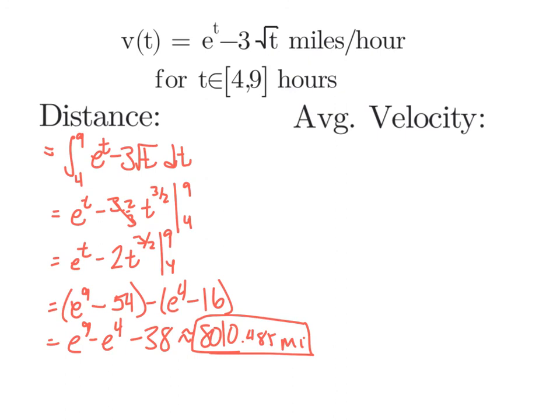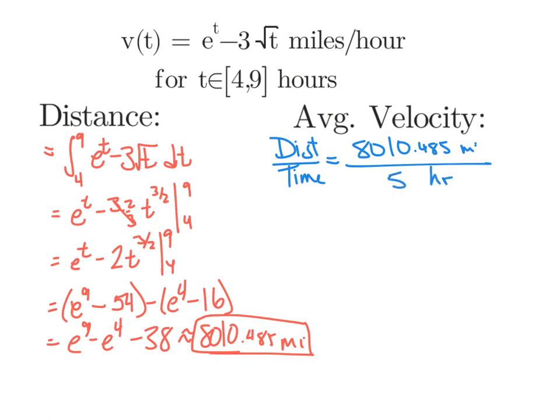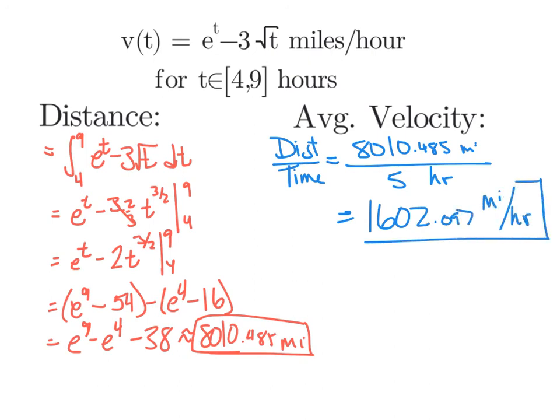Now, if we want to find the average velocity, remember that velocity is just distance over time. So we know the distance that got covered during these 5 hours was 8,010 miles. And we know that the time interval goes from the 4th hour to the 9th hour, so that is 5 hours. And when we divide those two, we get 1,602.097 miles per hour.